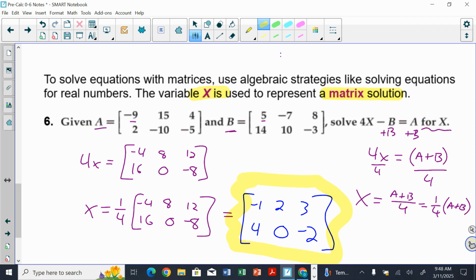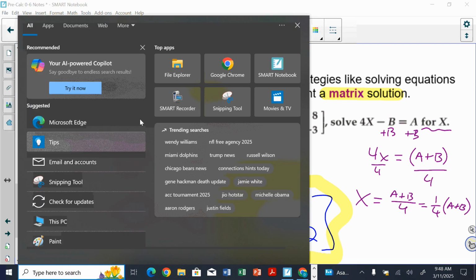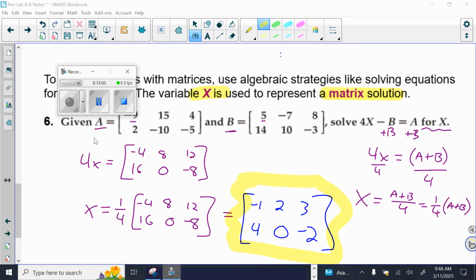Okay, so that's it. That's a basic introduction to matrices, and we're going to obviously continue along with these a little bit more as we go. But this is the introductory step. So talk to you next time.